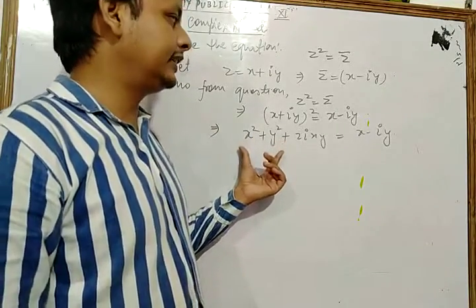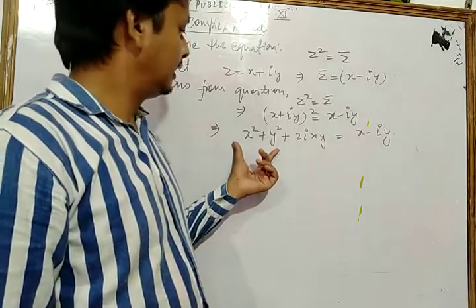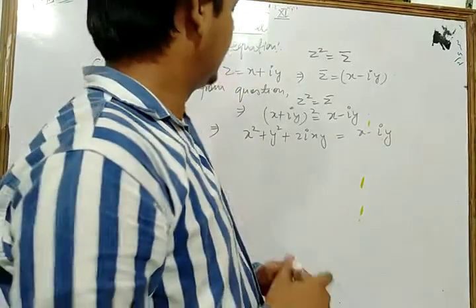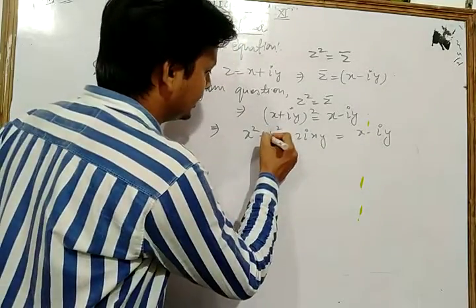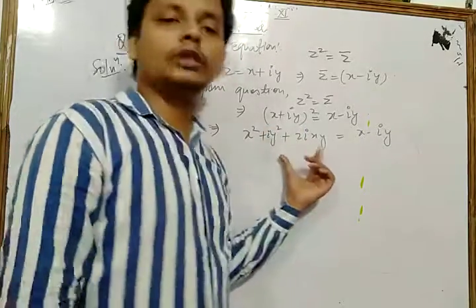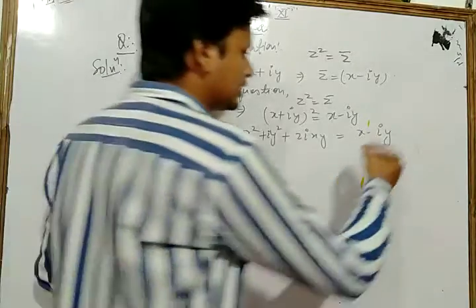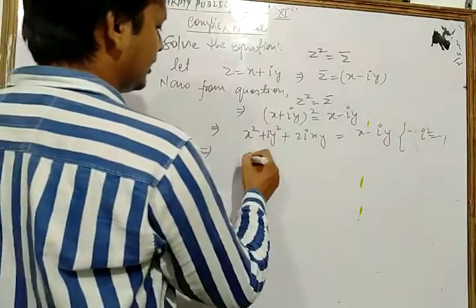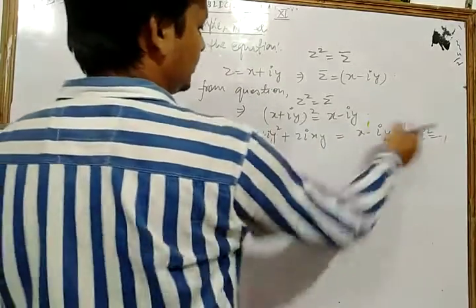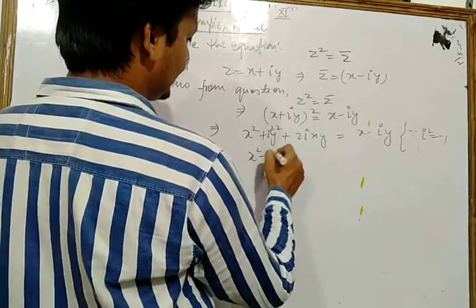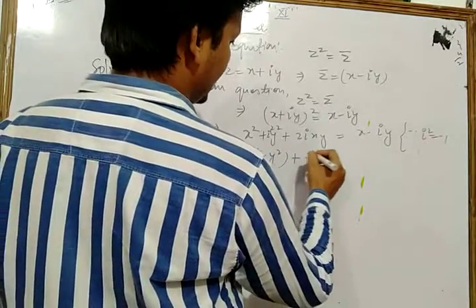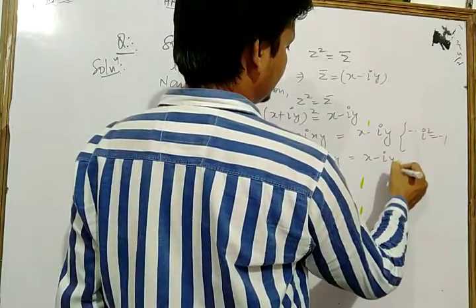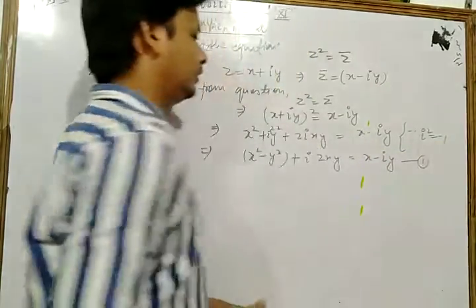Now here b square means i square, and we know that the value of i square is minus 1. So we have x square minus y square plus i into 2xy is equal to x minus iy. Take this as equation number 1.